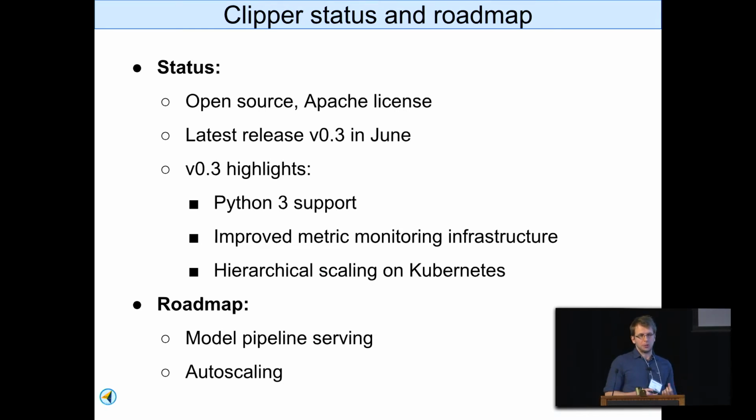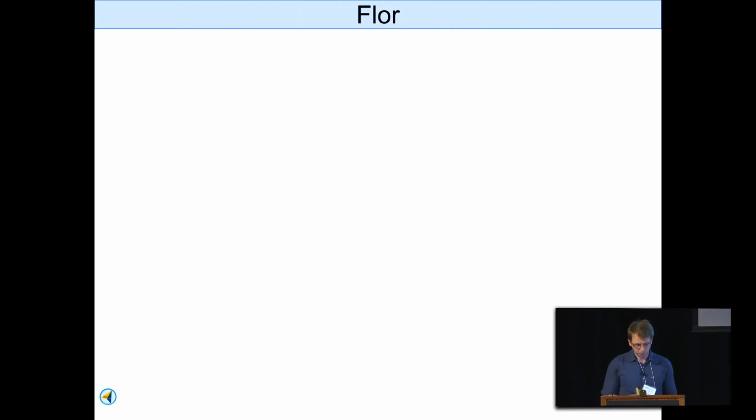In terms of status, we've recently released in June Clipper version 0.3. This version brought a series of improvements, such as Python 3 support, better metric monitoring infrastructure, and hierarchical scaling on Kubernetes. On the roadmap, we have many great features that are pushing the boundaries. Among them, I would like to mention that we are going to serve pipelines of models, and we're going to provide auto-scaling.